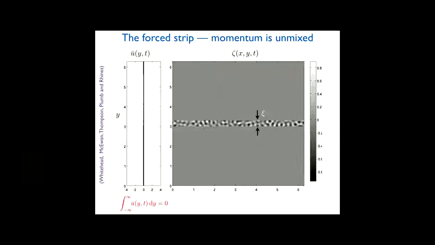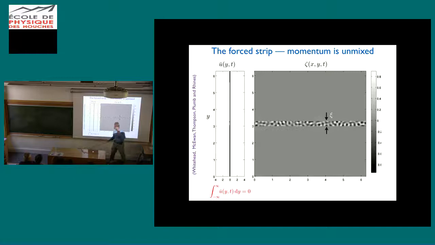Let's first do a problem, this is historically, I think, a very important problem, where we take Lilly's forcing function and multiply it by a window, which is 0 and 1, so we're forcing only in a narrow strip in the middle of the domain. This was first done in the lab by Jack Whitehead, and these are all the authors who are associated with this problem back in the 70s and 80s.